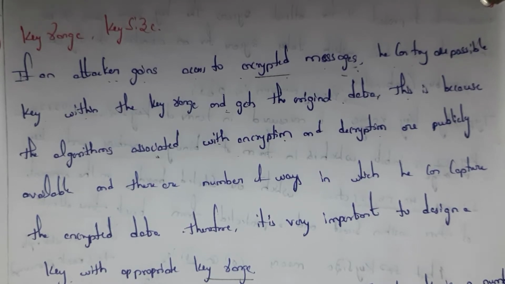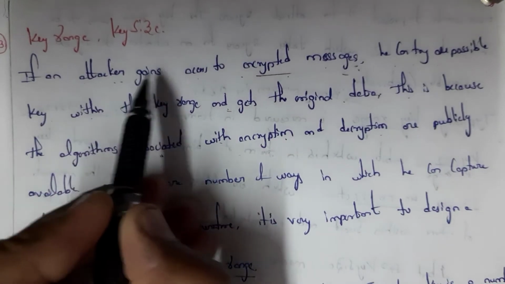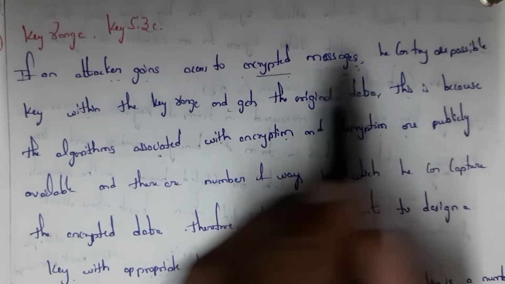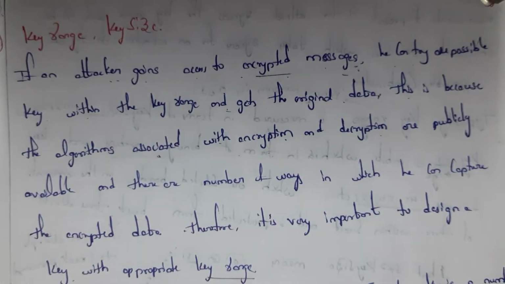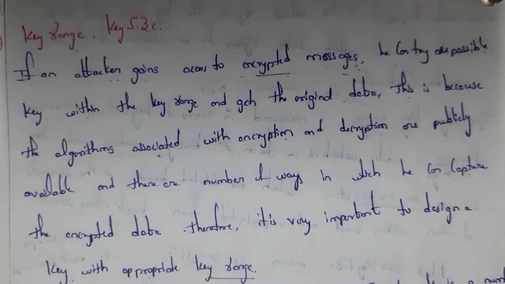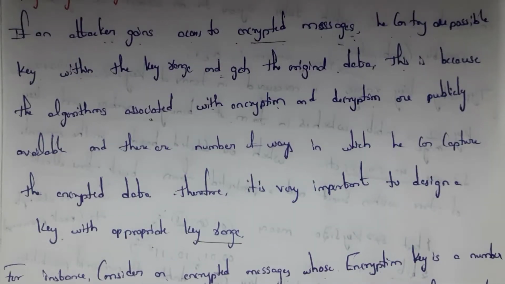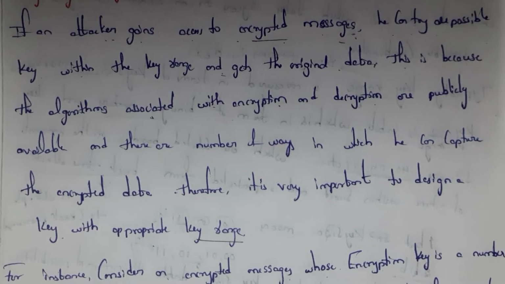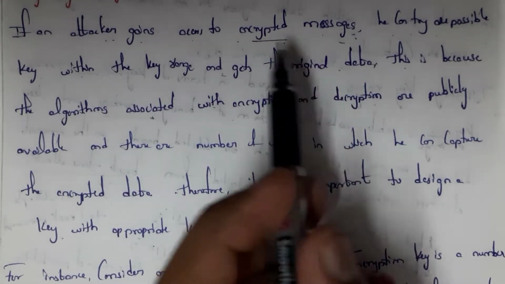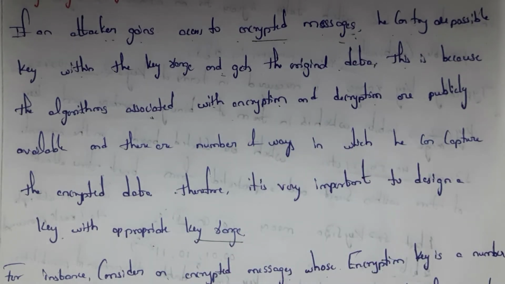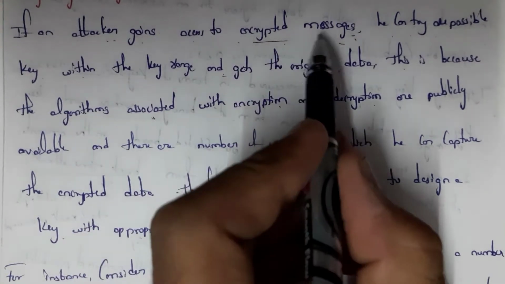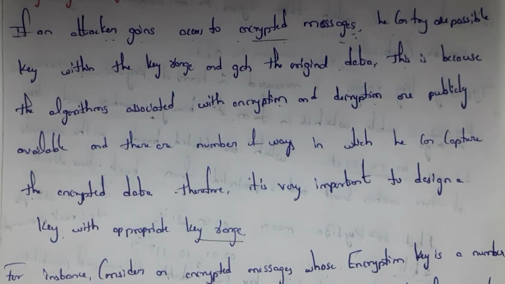Let's start our video. See, if an attacker gains access to the encrypted message, then this attacker tries all the possible keys within the key range and gets the original data. For example, if an attacker got your encrypted message, encrypted message means encoded message, that is protected message. If this attacker gets access to the encrypted message, then he tries all the possible keys within the key range and gets the original data.